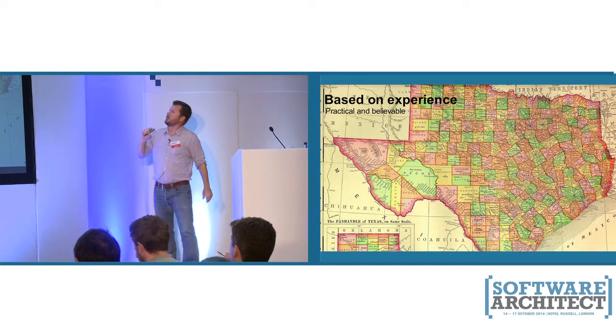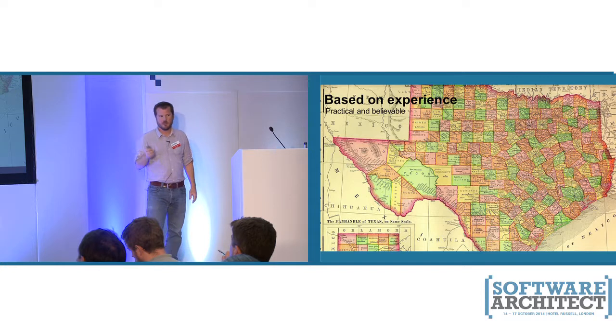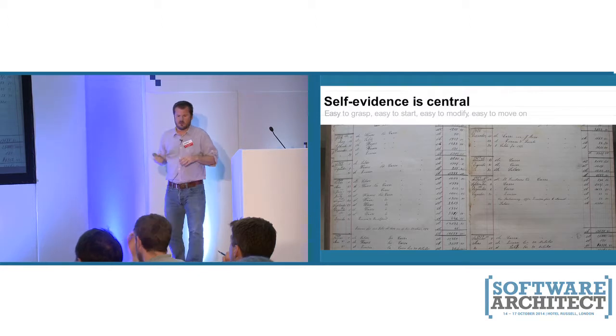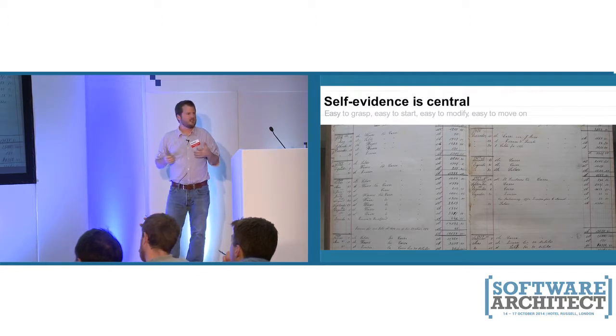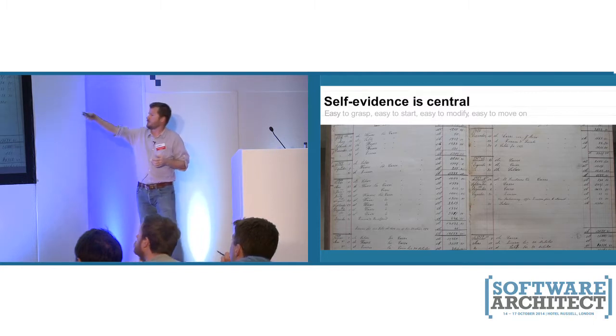I should stop. But the subtitle, practical and believable. We know that it works, and it's believable because it's simple enough that you can see that it works for your organization. And this self-evidence, this notion of ODPs being self-evidently useful or not useful for your organization is really key. And this is double-entry bookkeeping from way back in the day.